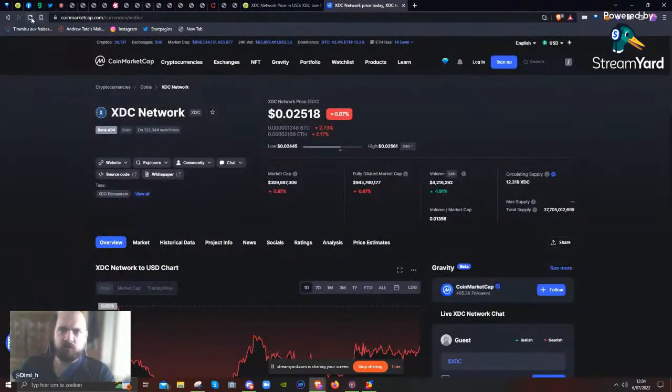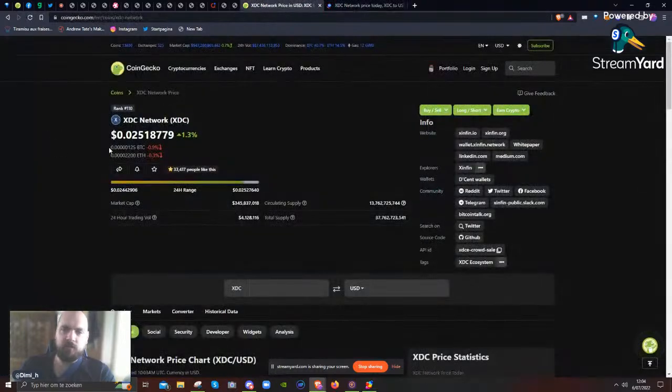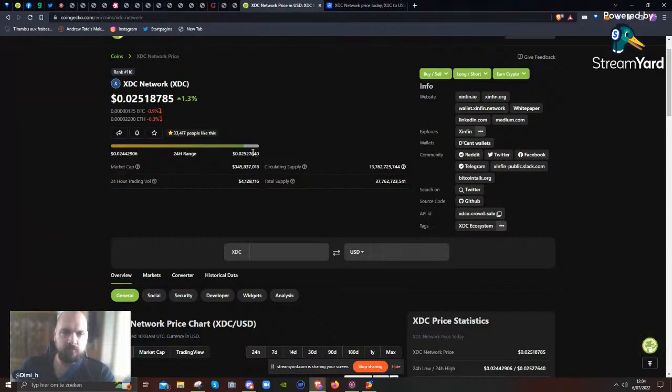Same here for CoinMarketCap. So we have live analysis. Currently, 2 cents worth has seen an uptick of 1.3% in the last 24 hours, losing purchasing power against Bitcoin and Ethereum. It is on the higher side of the 24-hour trading range. The market cap is 345 million, and 24-hour trading volume is about 4,128,000. That's actually a very low volume when compared to the market cap.